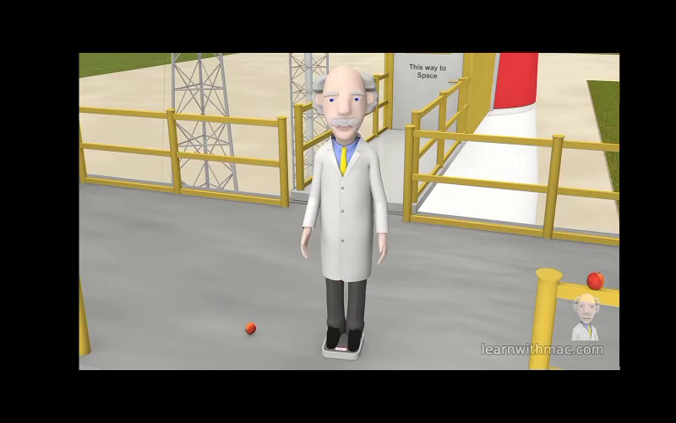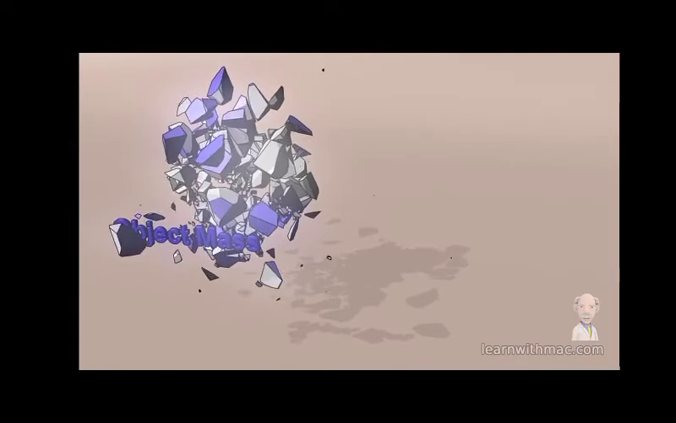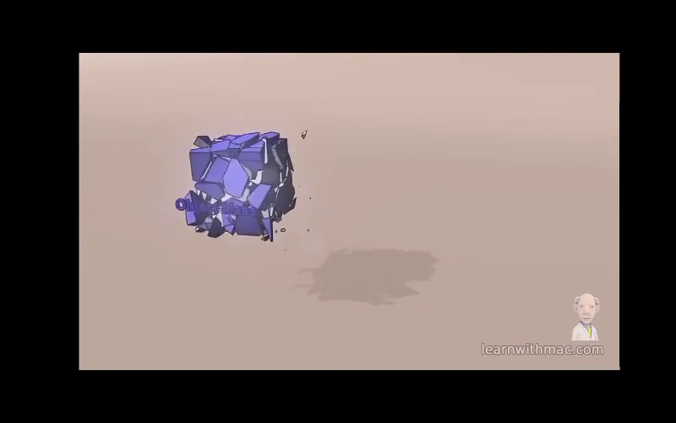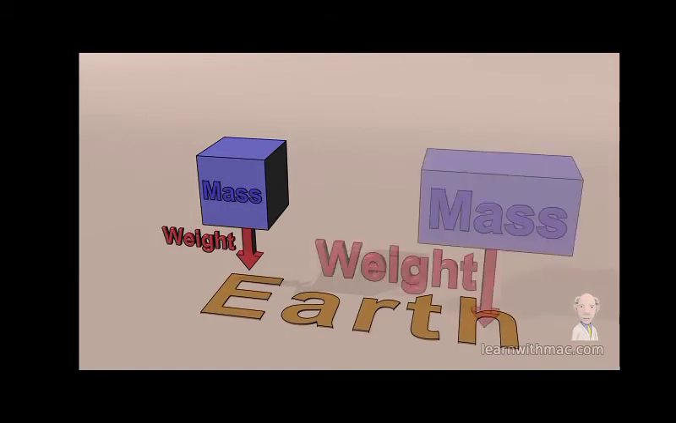Scales that are calibrated for use on Earth display your mass rather than your weight. So the display will normally show your mass in kilograms rather than your weight in newtons. The mass of an object is a measure of the amount of matter in the object. It is not the same as the object's weight, which is the attractive force between it and the Earth. However, they are related, since if the mass of the object doubles, the weight of the object will double.